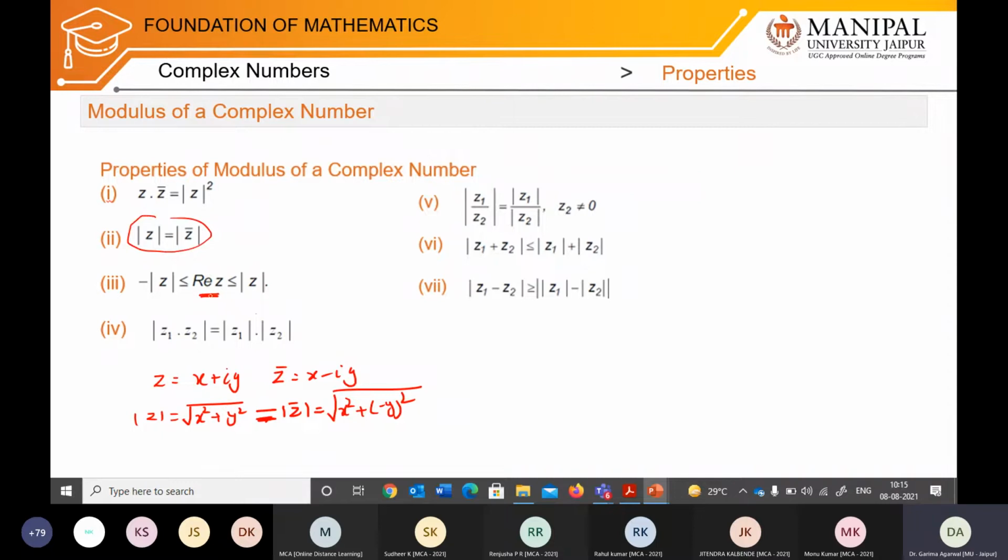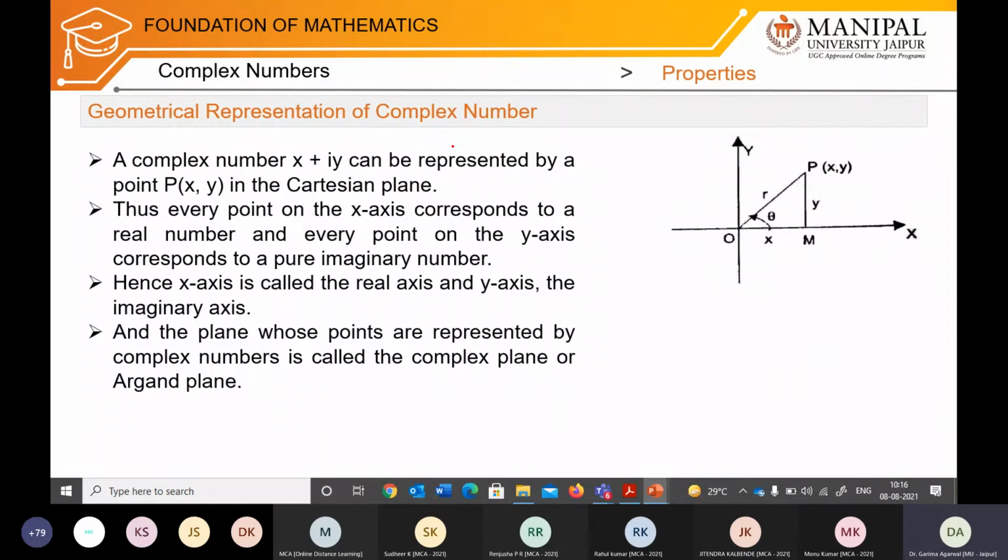The value of real z lies between minus modulus z to modulus z. Mod z1 z2 is equal to this value. These are a few inequalities for the modulus function, right? So these are a few properties of the modulus of a complex number. Now, the geometrical representation of a complex number.